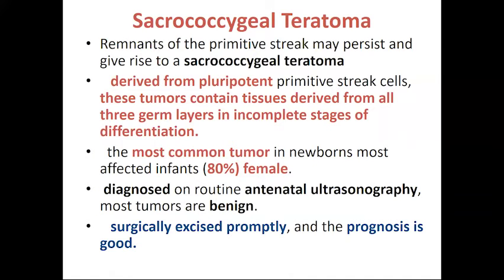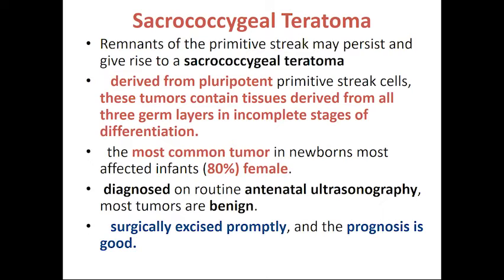Most commonly, these are seen as what we call the sacrococcygeal teratomas. Remnants of the primitive streak may persist, and the most common site is the sacrococcygeal remnant. That is why these are called the sacrococcygeal teratomas. They derive from the primitive streak, which has layers of cells from ectoderm, endoderm, and mesoderm, all three. So that is why we call them pluripotent.